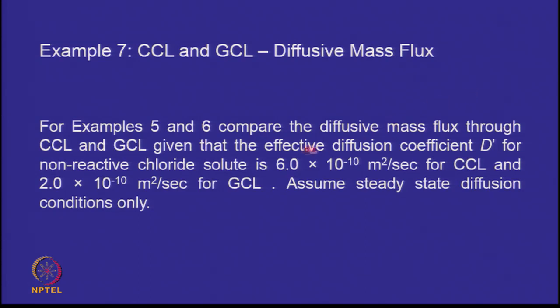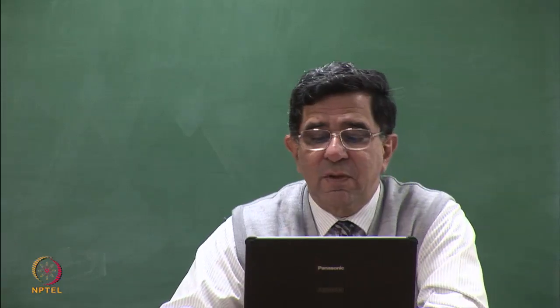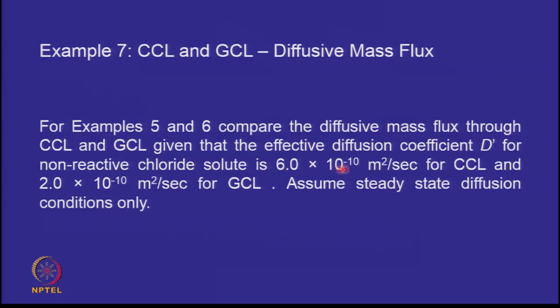So for the same problem, we are still comparing the CCL with the GCL. We want to find the diffusive mass flux through the CCL and the GCL, given that the effective diffusion coefficient D dash for the non-reactive chloride solute, if it was reactive, it would be attenuated, and therefore it would be a different value altogether. For the CCL, it is 6 into 10 to the power of minus 10 meters square per second, and for GCL, it is 2 into 10 to the power of minus 10 meters square per second.